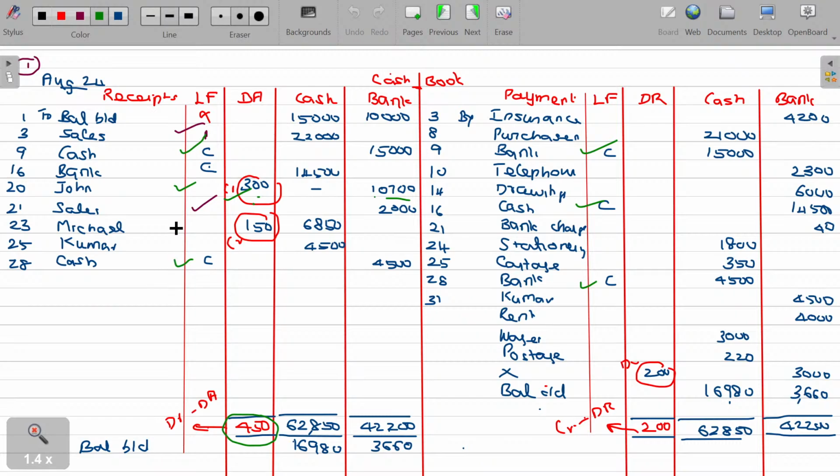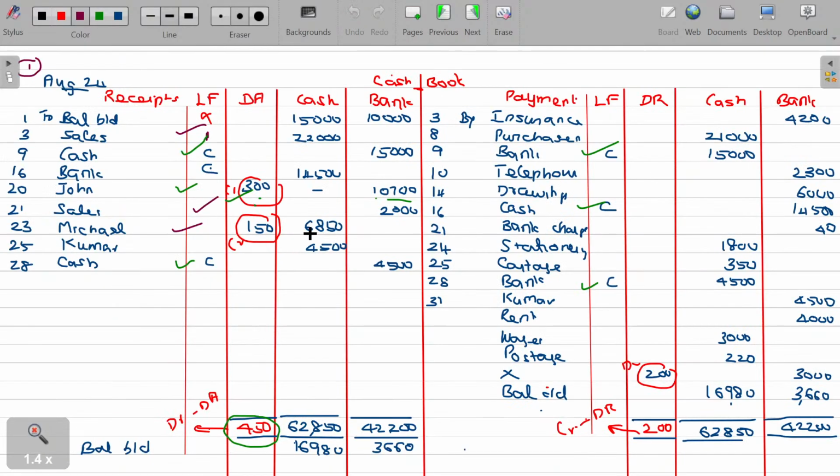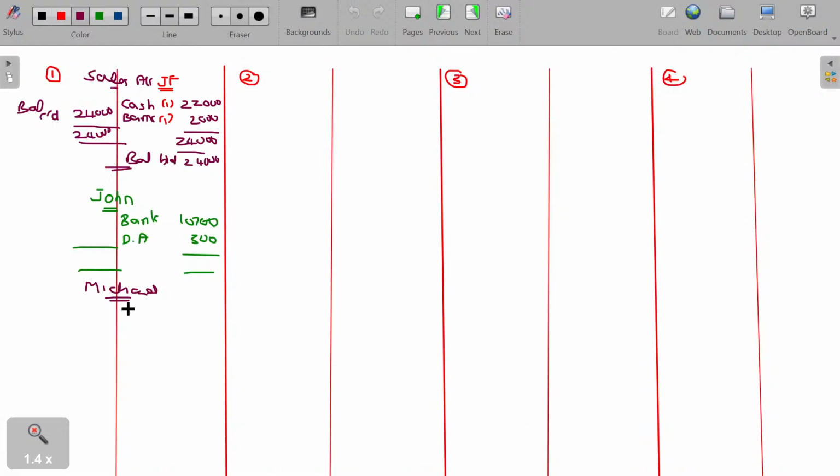And Michael. Next one is all about Michael. Here in Michael, cash and credit. Cash 6,850 and discount allowed credit side value 150. Finish off. Don't tally this.